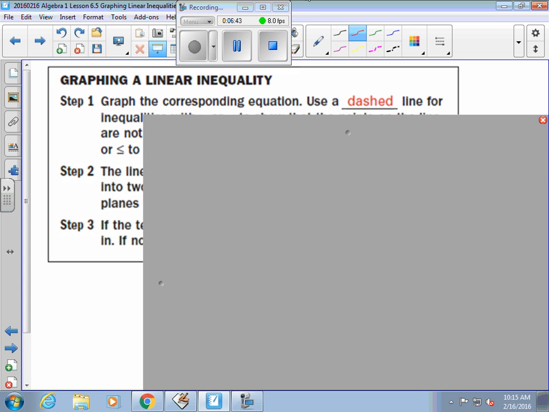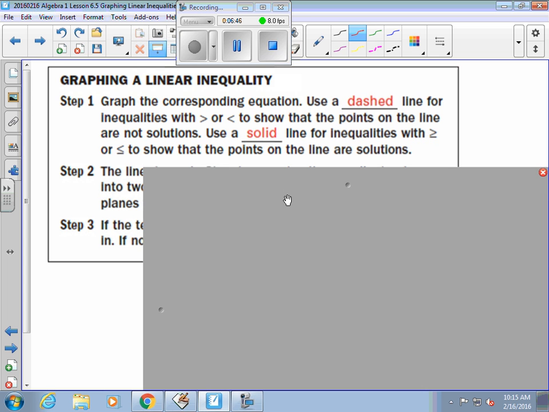The first difference with an inequality is you need to use a dashed line if it just says greater than or it just says less than. You need to use a solid line if it also includes or equal to. That's the first difference, solid or dashed lines.